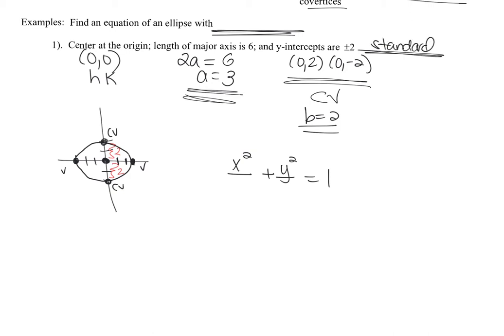And so I just have to remember that I want my larger number where my vertices are, which is left and right. In this case, underneath the x, I need a squared. So 3 squared is 9. And then underneath where my covertices are is 2, up and down. So 2 squared is 4. And that would be our answer to our first example.